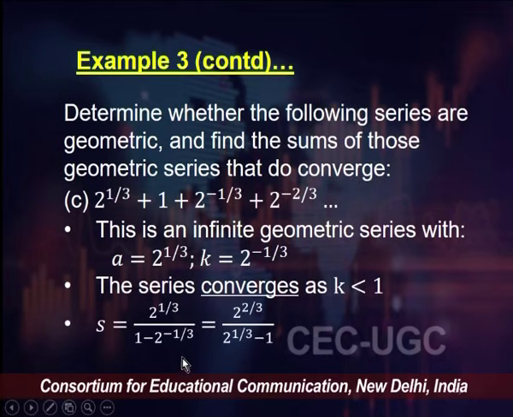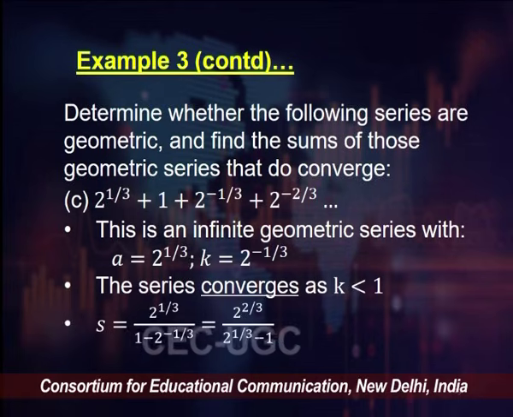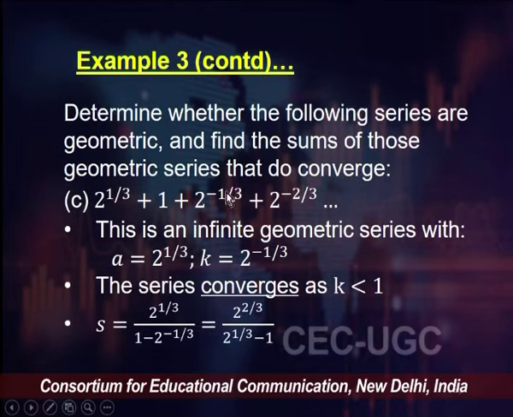Now, let us see what that simplifies to. I have 2 to the power 1 by 3 here in the numerator, and in the denominator, once I take the LCM, I will have a 2 to the power 1 by 3, which can be taken to the numerator to give 2 to the power 2 by 3, and in the denominator in the final answer I will have 2 to the power 1 by 3 minus 1.